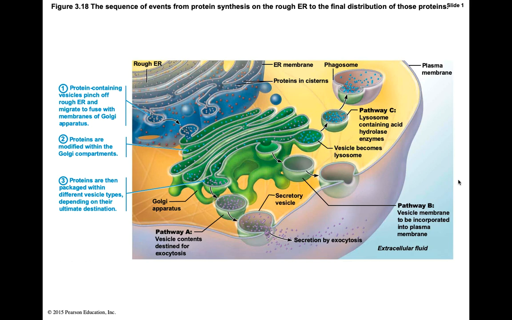You have the proteins and lipids entering into the cis face of our Golgi. You have them going through to be modified however they're supposed to be modified. And then you have them budding off of the trans face and going to their specific locations. So you see pathway A, we have the vesicle contents destined for exocytosis. You have pathway B, the vesicle membrane to be incorporated into the plasma membrane, as I said. And then in pathway C, the lysosome containing hydrolytic enzymes is going to help digest any extra materials that we have once they're no longer needed.